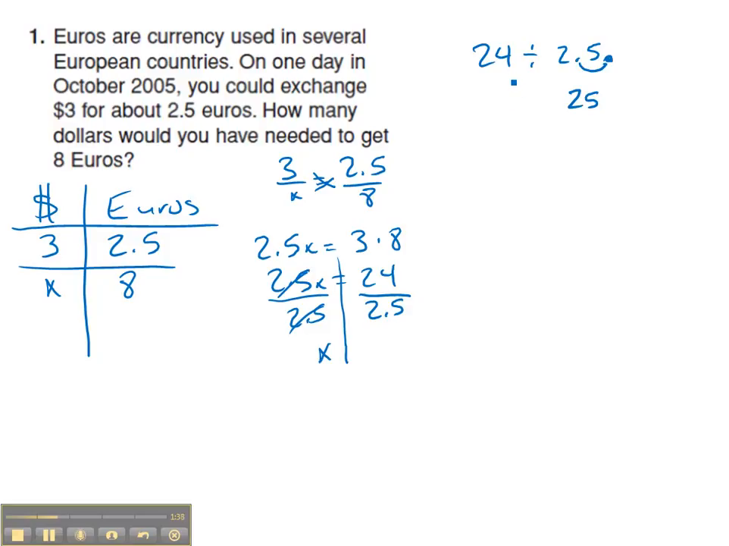But I don't see a decimal in 24. When it's not in sight, it's on the right. So the decimal's right there. If I move it one place to the right, I have to put a 0 in that empty space. So we have 240 divided by 25.